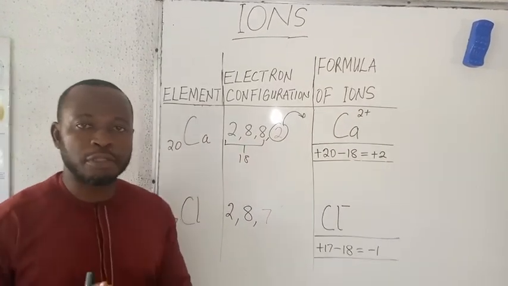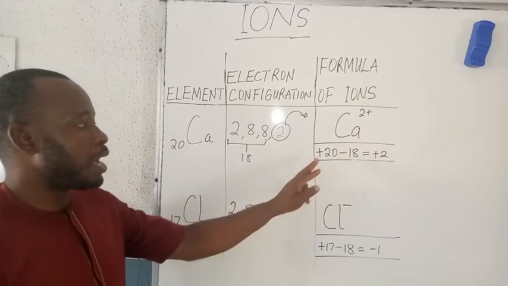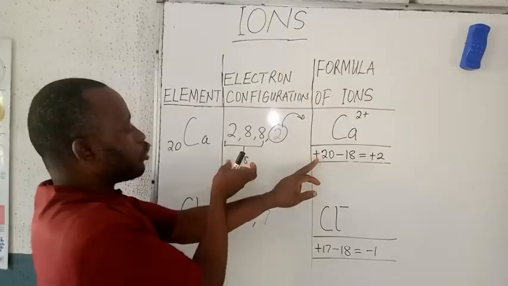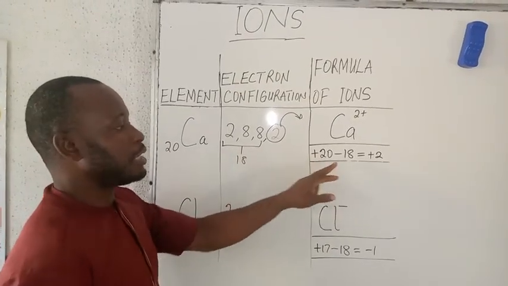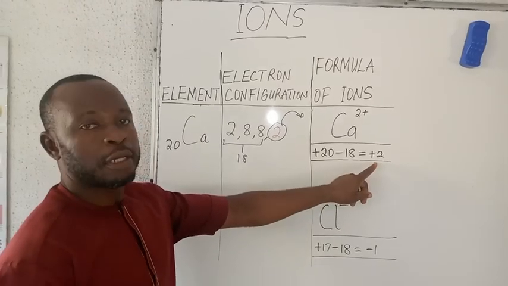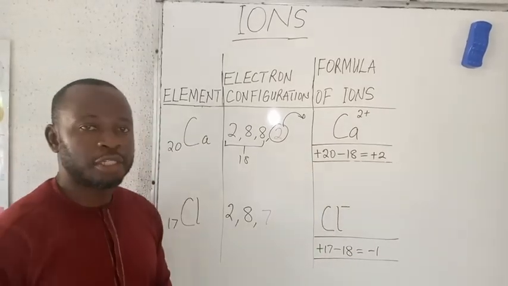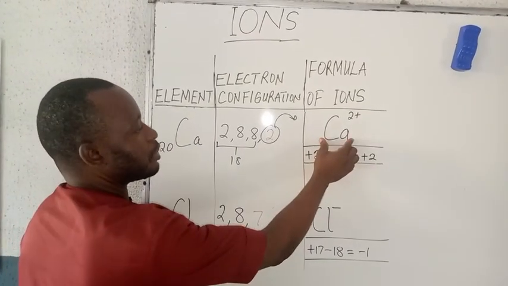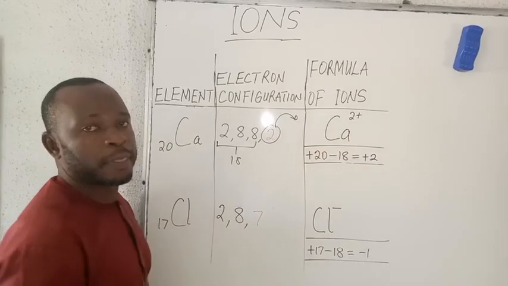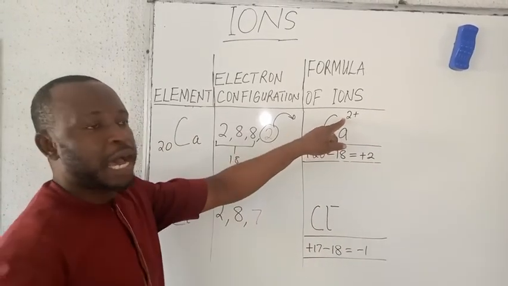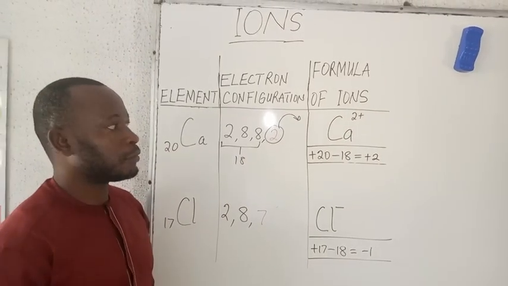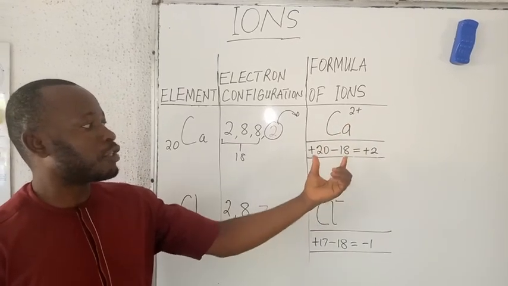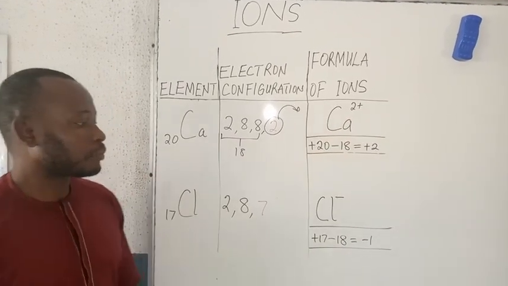Remember, the number of protons has not been tampered with. So we have plus 20, that's the total number of protons, minus 18, that is the total number of remaining electrons. That will give us plus 2 as the charge that calcium ion will have. So the formula for calcium ion is written like this: Ca2+. The 2 is taken up and it is called a superscript. The charge of calcium ion is 2+. So the formula of calcium ions is Ca2+.